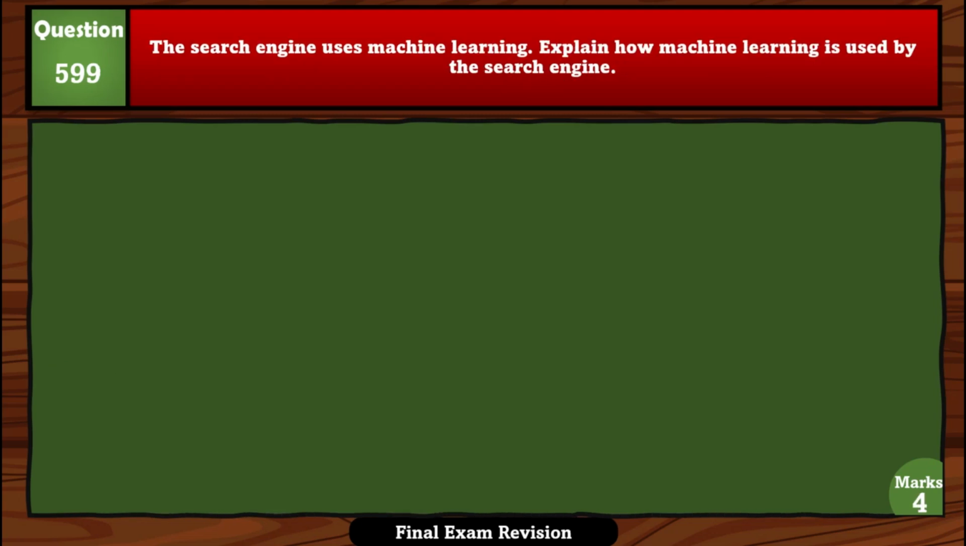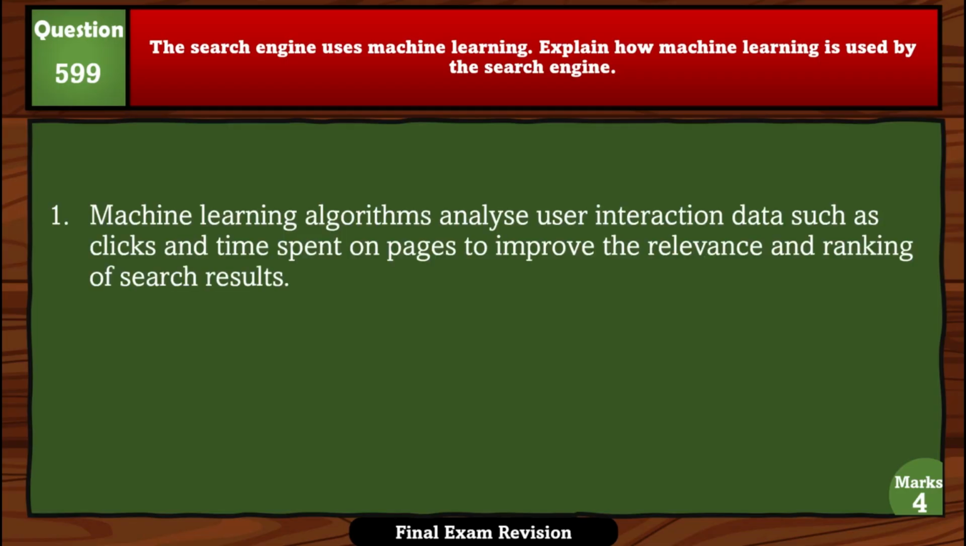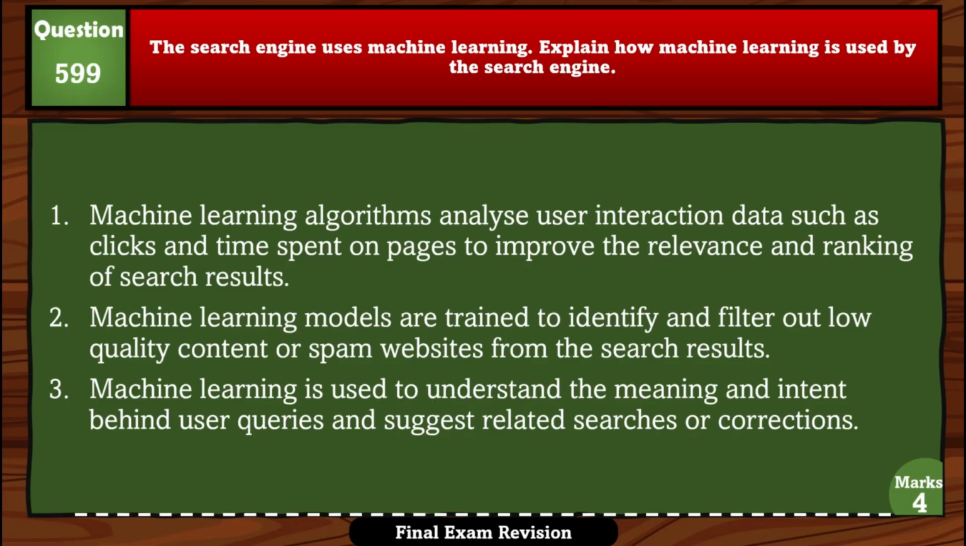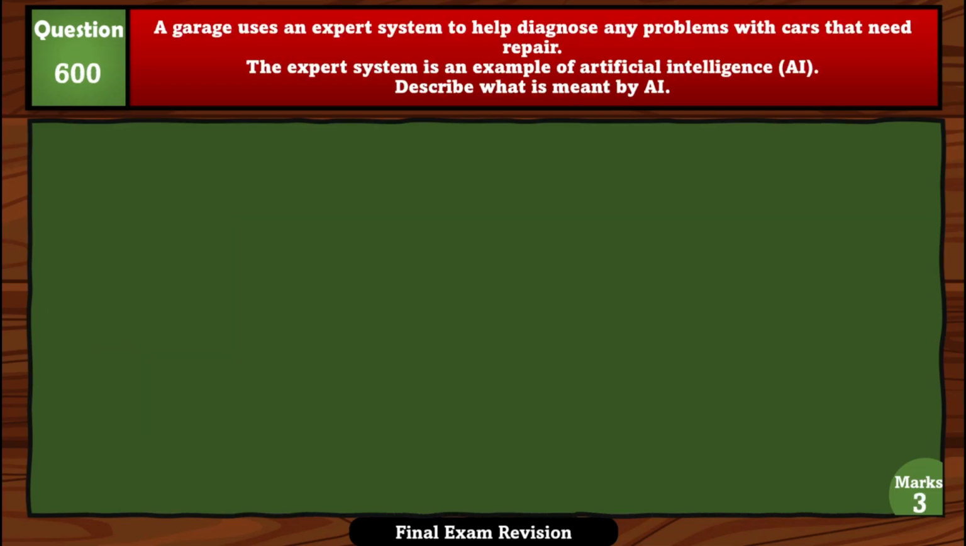Question 599. The search engine uses machine learning. Explain how machine learning is used by the search engine. Machine learning algorithms analyze user interaction data such as clicks and time spent on pages to improve the relevance and ranking of search results. Machine learning models are trained to identify and filter out low quality content or spam websites from the search results. Machine learning is used to understand the meaning and intent behind the user queries and suggest predicted searches or corrections.